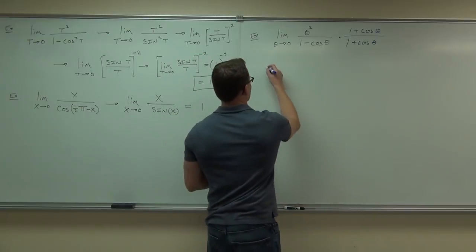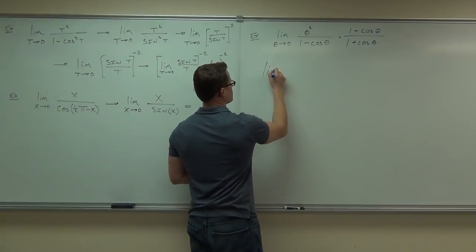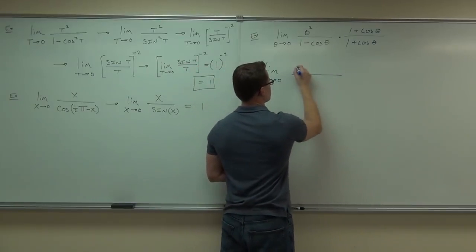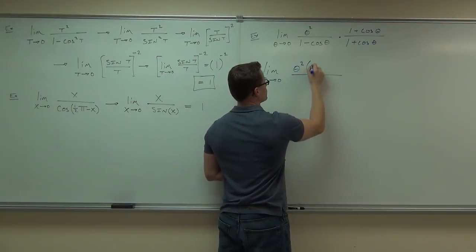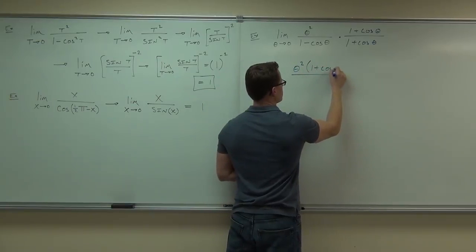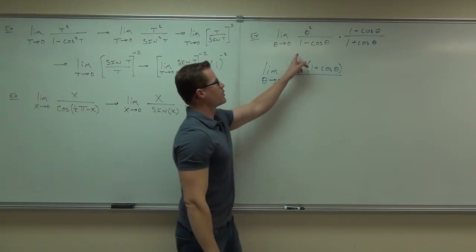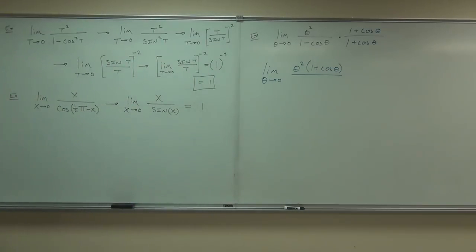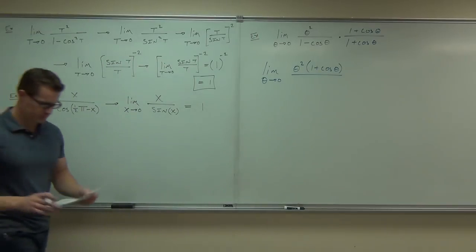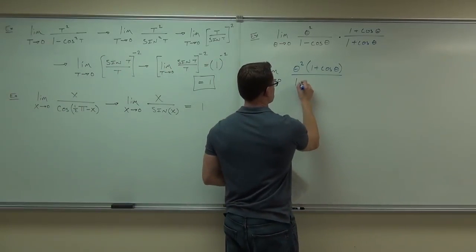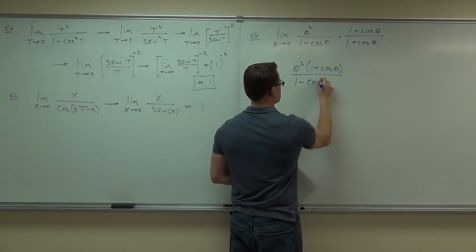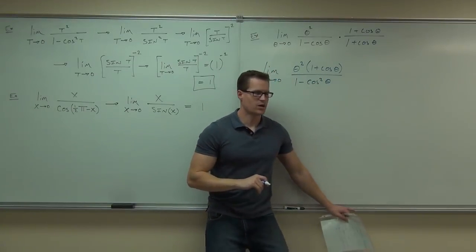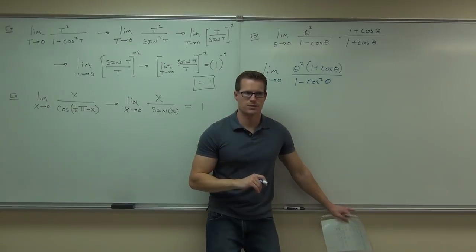So we're going to have the limit as theta approaches 0 of theta squared over 1 plus cosine theta. Can you tell me how much this is going to give you when you do your distribution? What are you going to get? 1 minus cosine squared theta. Hey, we've seen this already. How much is 1 minus cosine squared theta? Sine squared.